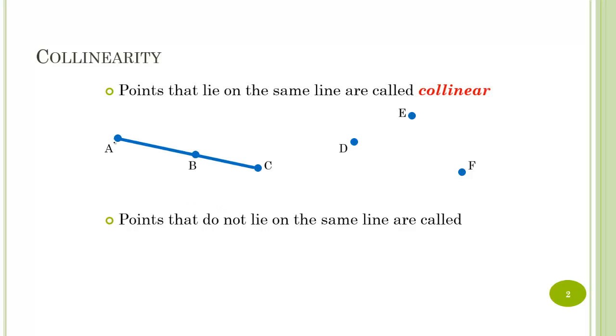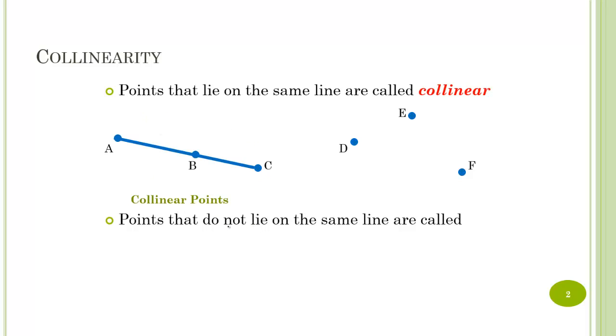So, for example, points A, B, and C, there is a line drawn through them, so you know that they're on the same line. Without that there, it doesn't matter what it looks like. If the line's not in the diagram, you cannot assume that they are collinear. There is a line drawn, so these points are all collinear.